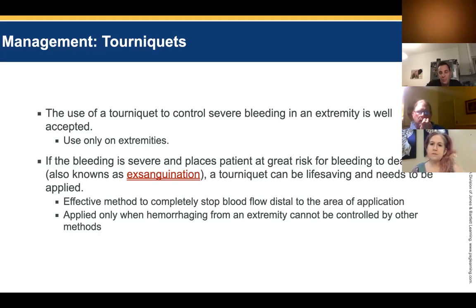So if you're reading in those protocols, it says you definitely want to check for distal pulse, like any tourniquet. Get your distal pulse, make sure there's no distal pulse, and then go 20 millimeters of mercury above where the distal pulse ceases.